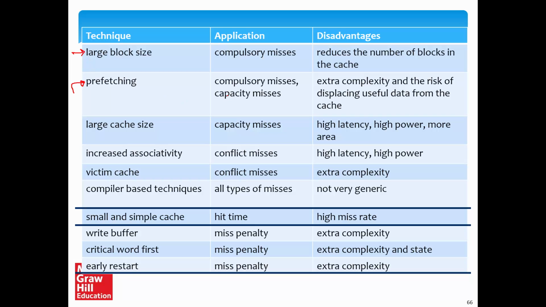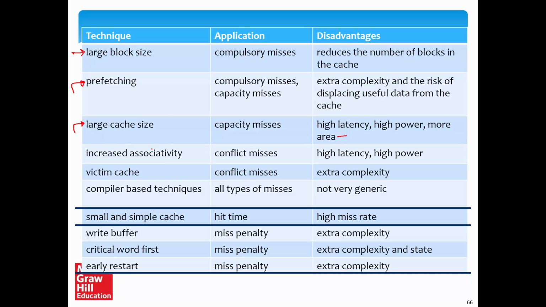Prefetching, both software as well as hardware, is a generic technique, very useful. It can be used to reduce actually all kinds of misses, but primarily capacity and compulsory misses. It involves a little bit of extra complexity, and it runs the risk of displacing useful data. But nevertheless, prefetching done wisely has its benefits. We can increase the cache size, this will reduce capacity misses. But the larger the cache, the higher its latency, power, and area. So those are the negative points.